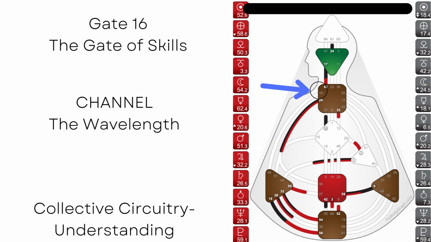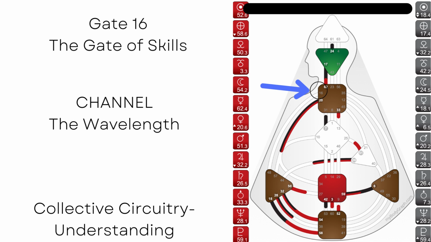Today we are talking about gate 16. Gate 16 is off of the throat center in the Human Design body graph, where the arrow is pointing and there is a circle around the number 16. Gate 16 is the gate of skills.